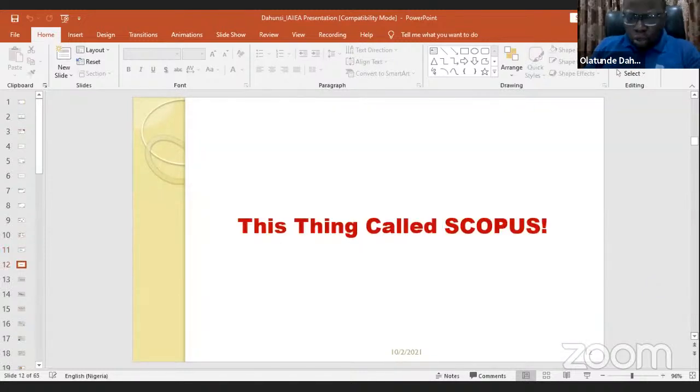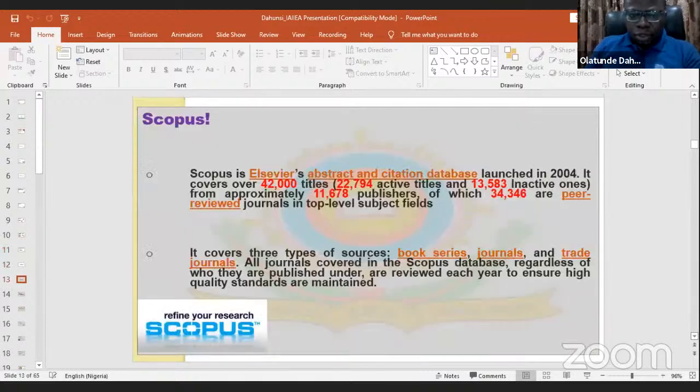Now, what is that thing called Scopus? Scopus was brought up by Elsevier in 2004, and it's the largest database in the world today where credible journal outlets are indexed. Any journal indexed in Scopus is credible because it won't even get there in the first instance if it's not credible.